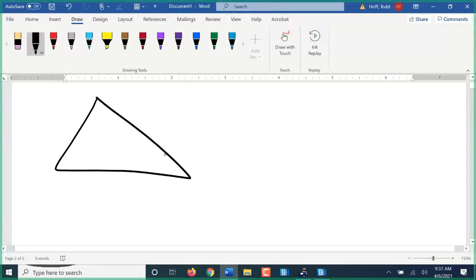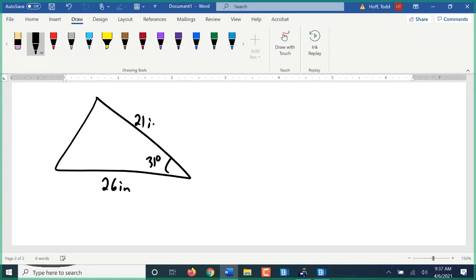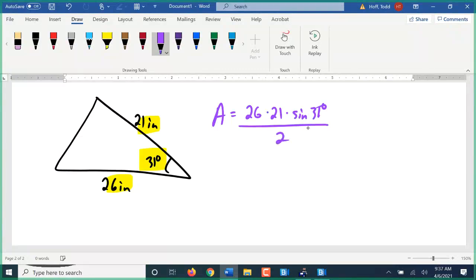So let's say I'm given that this angle here is 31 degrees. This side down here is 26 inches, and this side up here is 21 inches. Again, I have two sides and the included angle, or the angle between them. My area will be 26 times 21 times the sine of that angle, 31 degrees, divided by 2.